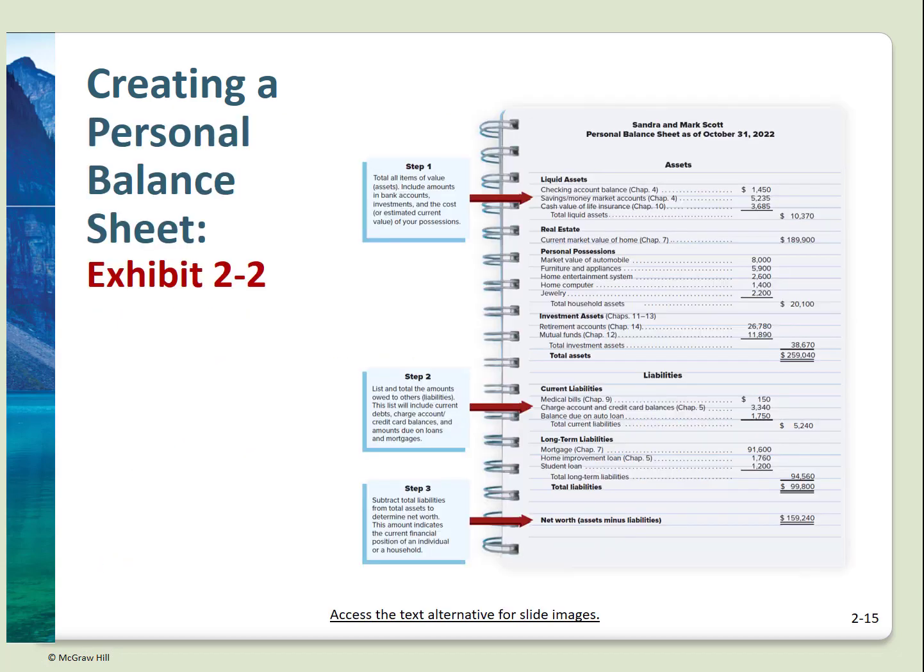This is Exhibit 2.2 in your text. If creating a balance sheet is new to you, you need to review this exhibit. Pay careful attention to where items are placed under each category. There are problems in Connect which require you to take a list of values and place them correctly in a balance sheet. And as I've already mentioned, your personal balance sheet is the one document designed to track your progress toward your financial goals.